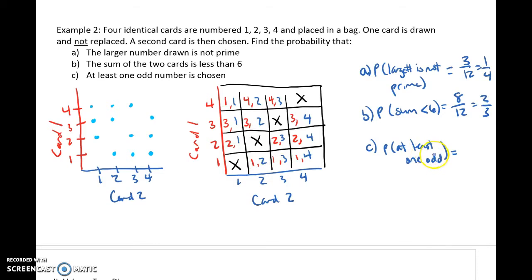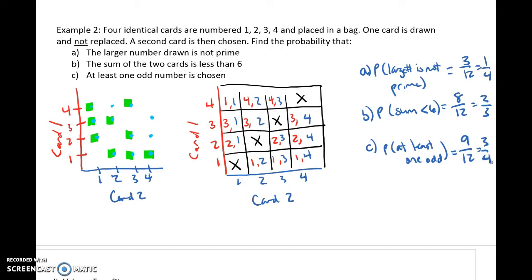Okay, and finally, at least one odd number, so it doesn't matter where. So again, you can highlight or circle or whatever you want, either on your sample spaces. So I know at least one odd means we need, you know, a 3, anything with the 3, anything with the 1s, going both directions, right? So I can have a 1 for card 1 or a 1 in card 2, right? 3 in card 1 or 3 in card 2. So that's 1, 2, 3, 4, 5, 6, 7, 8, 9 out of the total 12. So that's going to give me 3/4 as my probability.